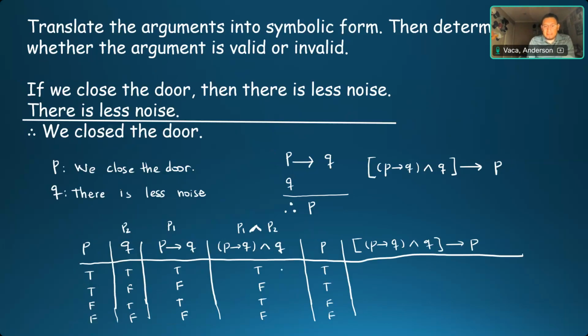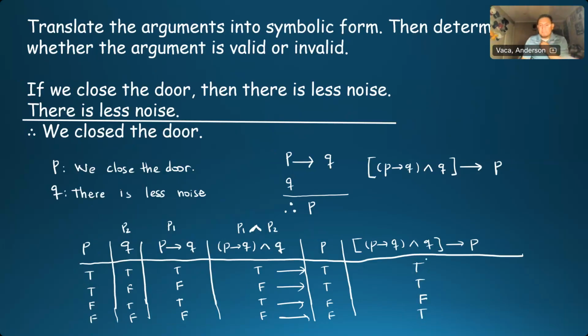What's happening in the very last column? We're going in this direction. If this, then that. If this, then that. If true, then true. That's true. If false, then true. That will be true. If true, then false. That will be false. If false, then false. That will be true.